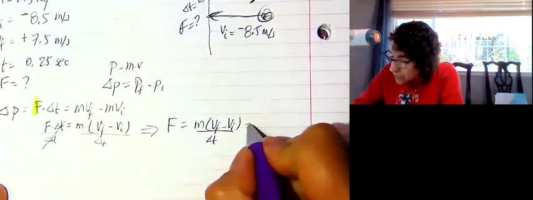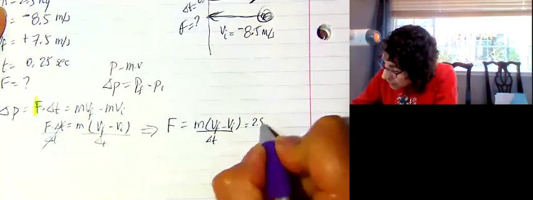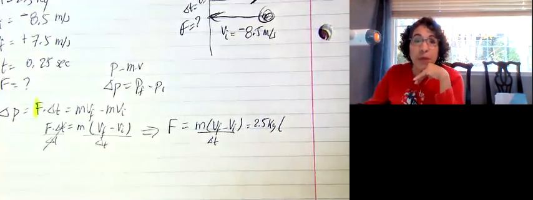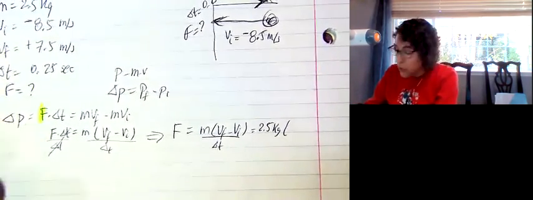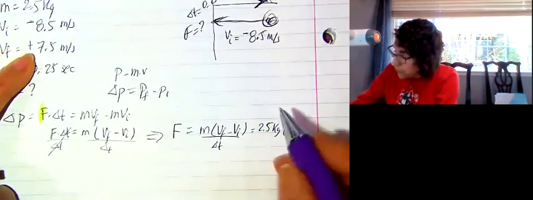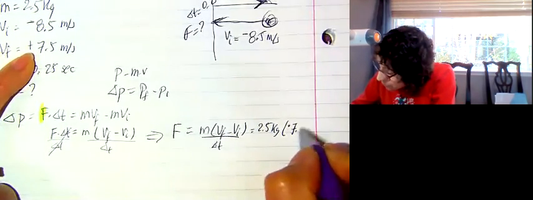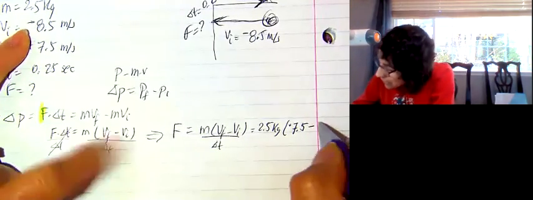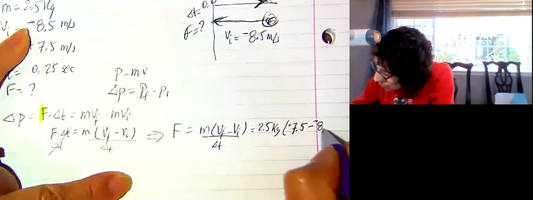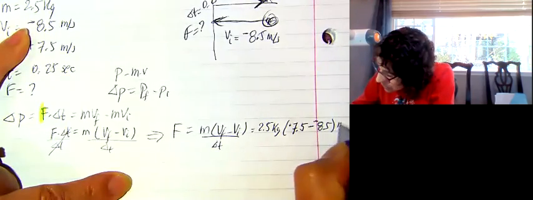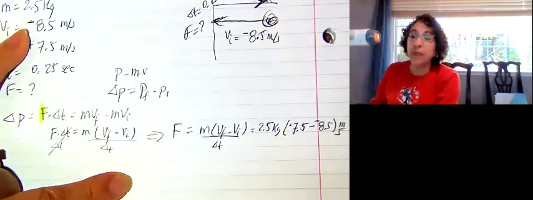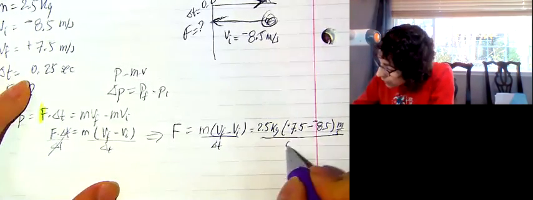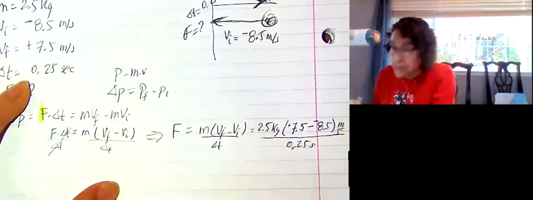So let's see, what do I have for the mass? I have 2.5 kilograms. Now here's where I really want to make sure I'm careful with my signs. My v final was positive 7.5. So I'm going to say 7.5 minus my v initial, which is negative, minus a negative 8.5. And that business is meters per second. All that divided by the time, and the time is 0.25 seconds.